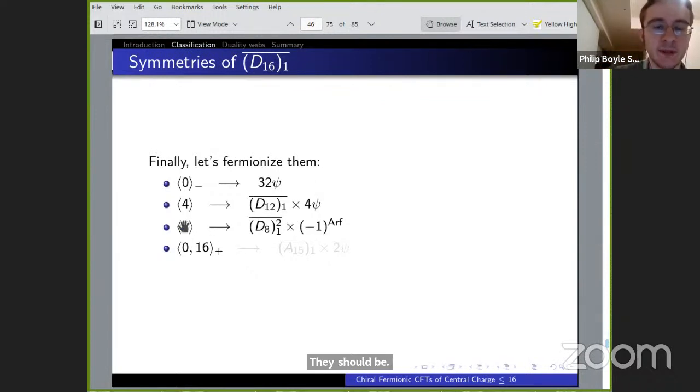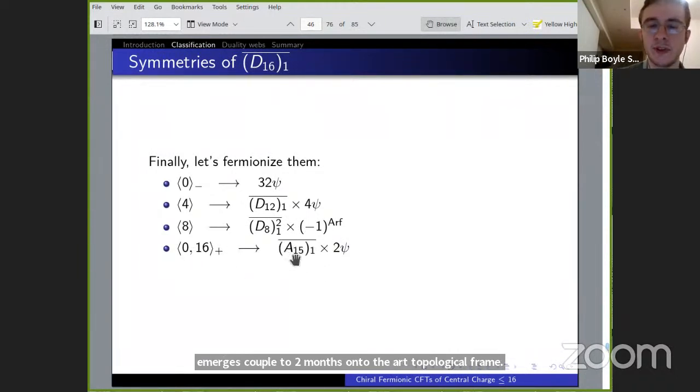Okay, anyway. The 8 symmetry breaks it to SO16 cross SO16. And this gives us a theory we've already seen when fermionizing the other theory. So specifically, we get the D8 level 1 squared theory again, except this time it emerges coupled to the minus one to the Arf topological theory. And finally, fermionizing the 16 gives you something with SU16 symmetry and a complex decoupled fermion.